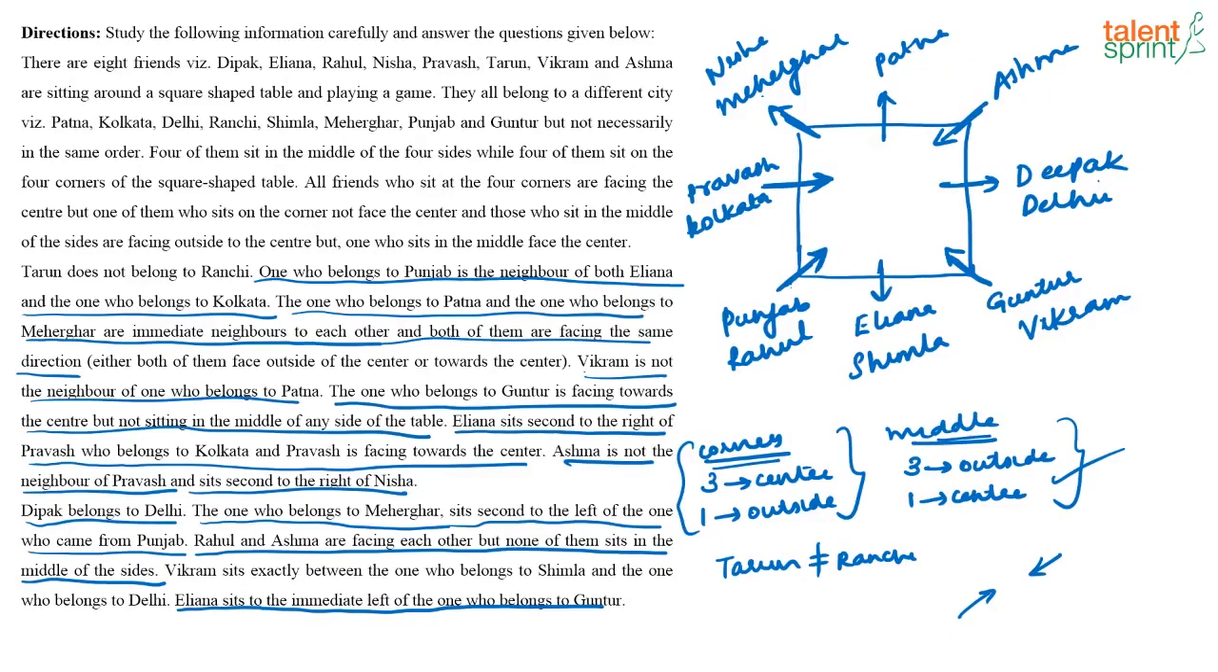Again, see, Tarun does not belong to Ranchi. So now the person that we are left to fix is Tarun and the place that we are left to fix is Ranchi. So obviously this has to be Tarun and this has to be Ranchi. So this will be your final arrangement. Okay. I hope the arrangement is clear. Any other doubts? Shall I start solving the questions that follow?